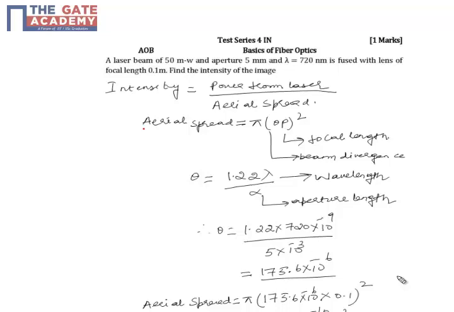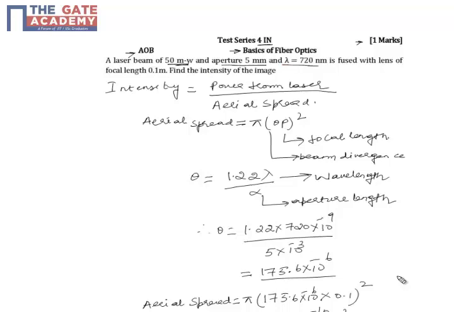So the last question that is asked from the subject AOB in test series 4 is from the topic basics of fiber optics and it is for 1 mark. So here the question is: a laser beam of 50 milliwatts. So the power of the laser is 50 milliwatts and has an aperture of opening 5 mm.